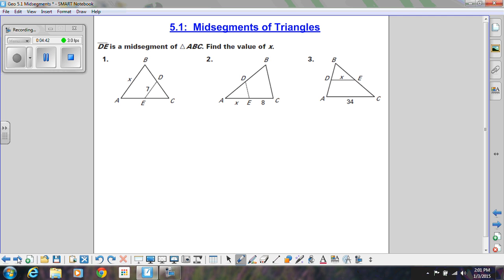Let's do a few examples so we can see how this works. So in our directions, they tell us DE is the midsegment. So it might help you to mark sides congruent so we know that D is the midpoint of that side and E is the midpoint of the other side.